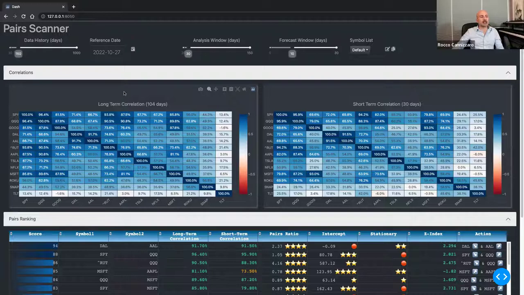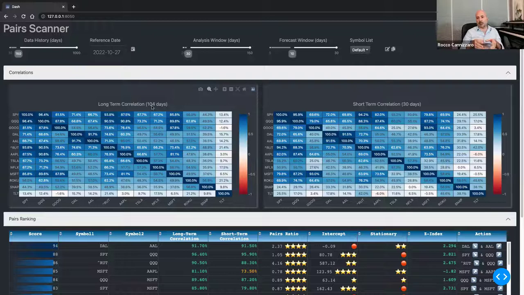So what I do here is, first of all, choose a reference date. I am choosing today's day, and then looking back 150 days in the past. These are calendar days, which means actually 104 trading days. What we're seeing in this chart on the left is the correlation between each pair of assets, calculated with 104 data points for each asset.